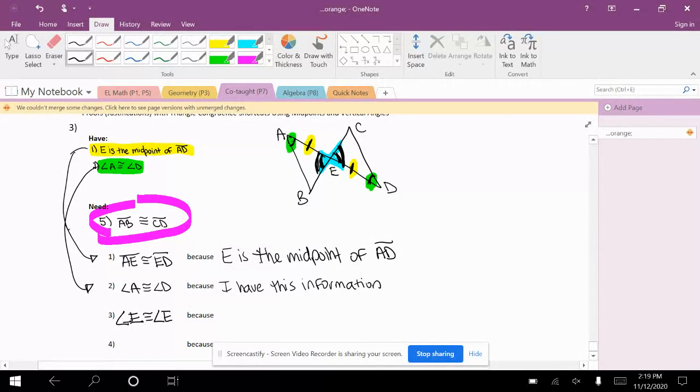Angle A is congruent to angle A because vertical angles are congruent.